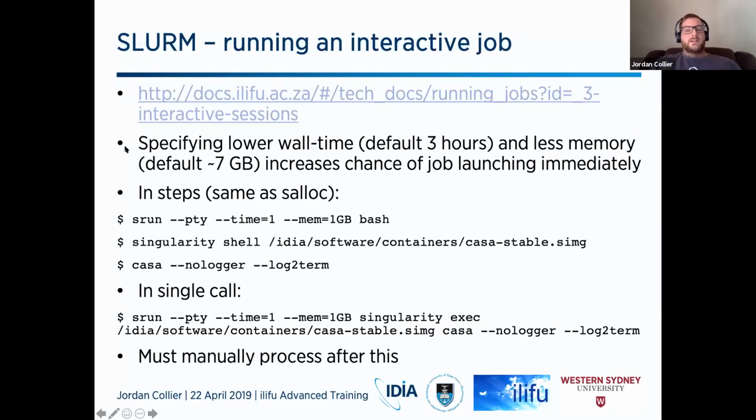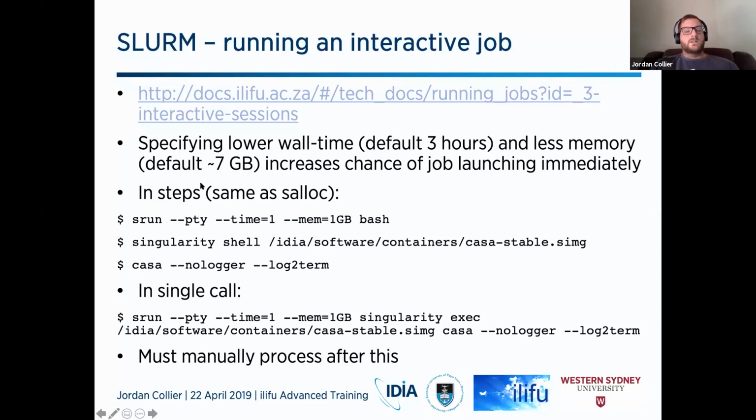Now, I talked about interactive jobs last time, but just to expand a little. If you're running an interactive job, we expect that you're running a short process that doesn't utilize a lot of resources, although you could do this for some quick interactive job. But generally, we expect that the runtime will be short. Otherwise, you should probably just be running an SBatch file. But actually, if you do specify a shorter runtime and less memory, if you can afford it, this increases your chance of your job launching immediately rather than having to wait in a queue.